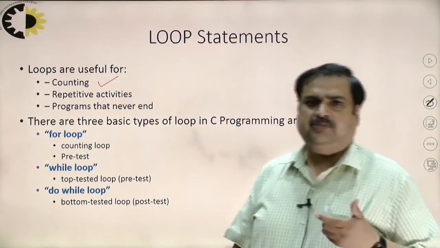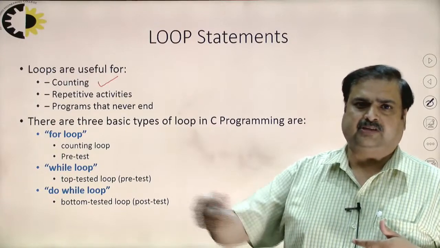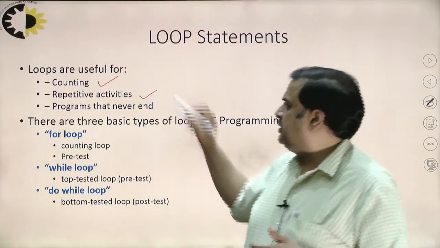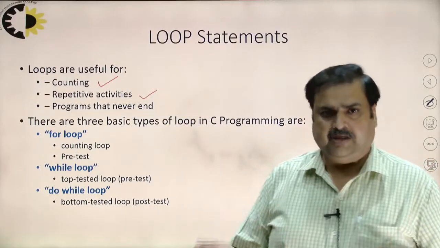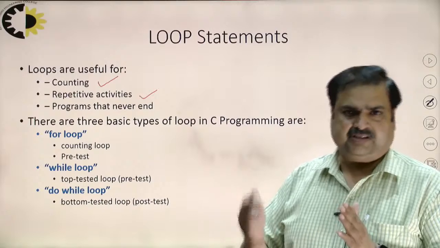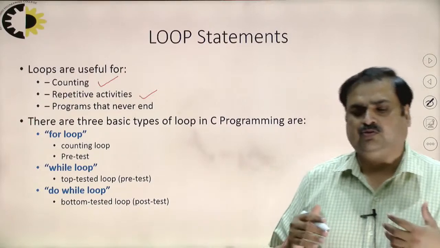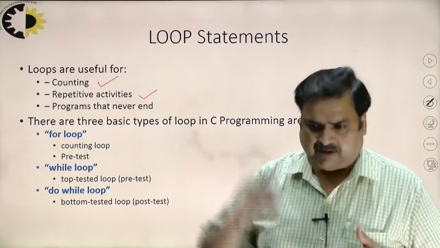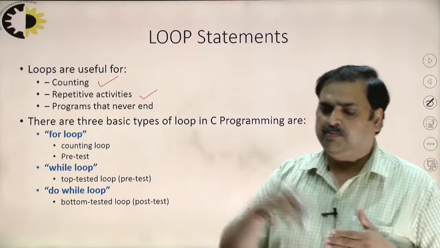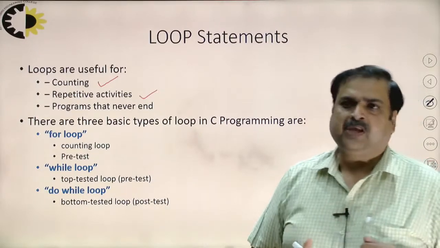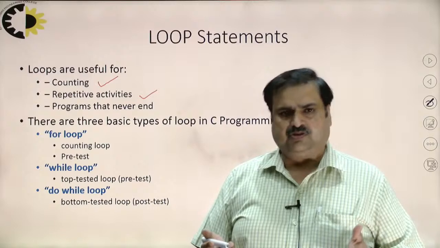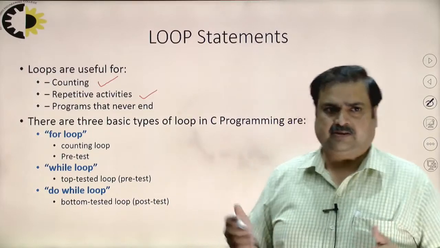We have already discussed that loops are useful for counting. We want to count something, so we are repeatedly doing something and counting that part. Another use is repetitive activities, like printing your name, or adding numbers where the next number is added to the previous sum. Like finding the factorial of a number, where we again and again multiply the next number with the previous factorial. Also the sum of natural numbers needs a repetitive task.